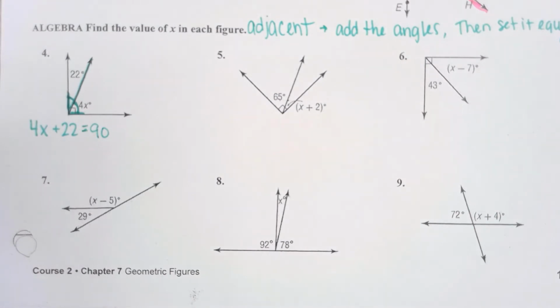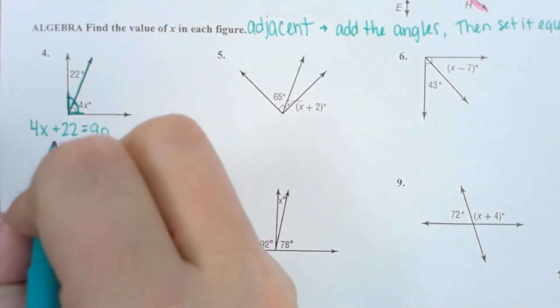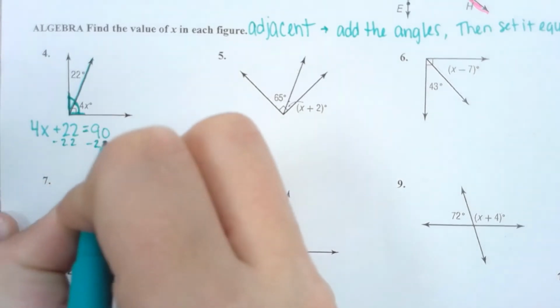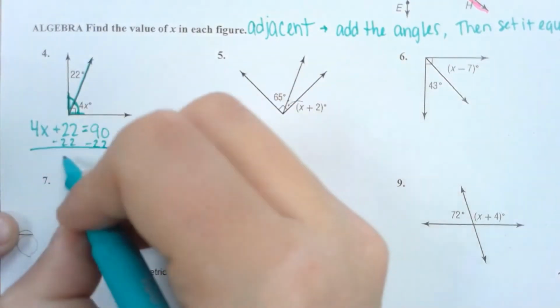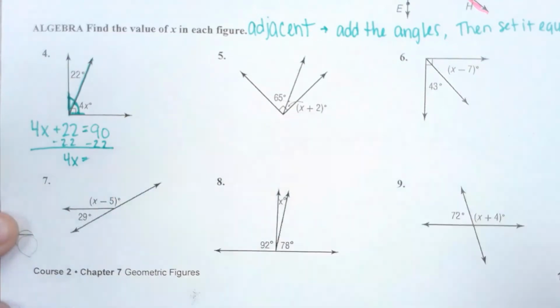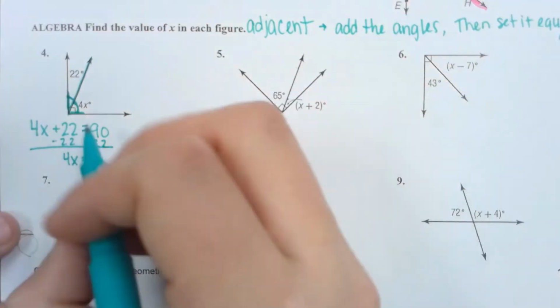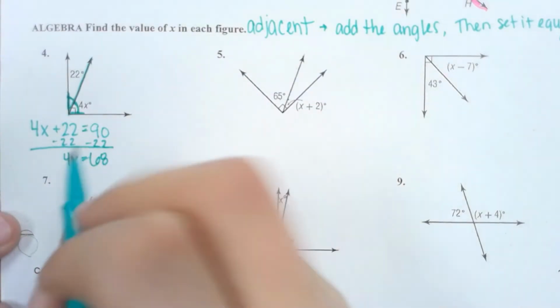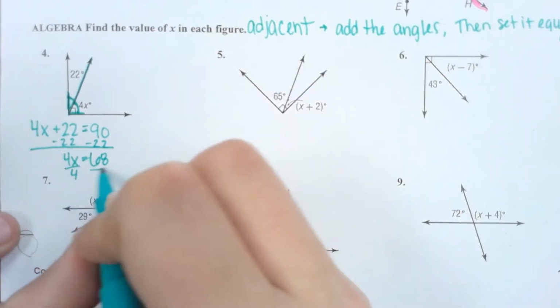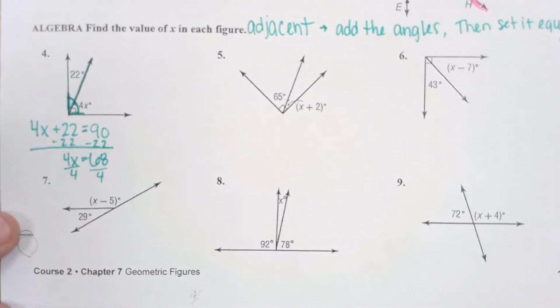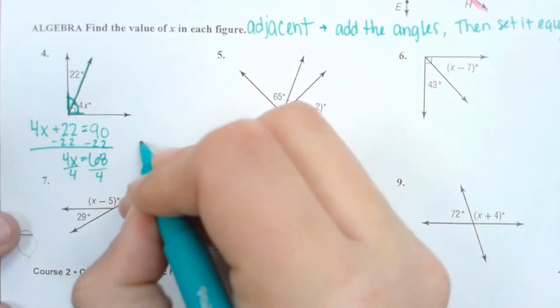So all I have to do now is just solve this basic equation. My first step is going to be to subtract that 22 from both sides, and we get 4x equals, and then 90 minus 22 is 68. And then our last step to get x by itself is to divide by that 4 on both sides, and we get x equals 17.